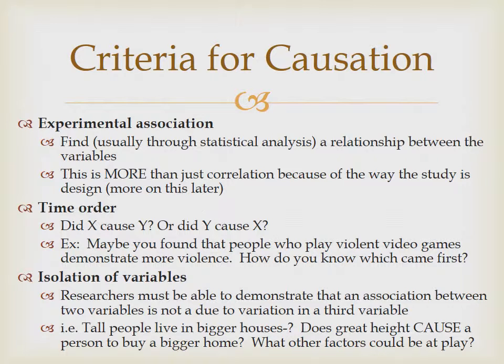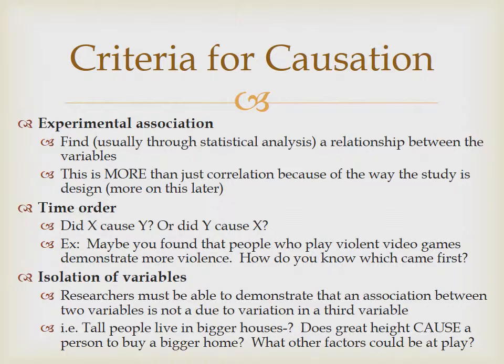We need to be able to say that the association is cleanly between two variables and nothing else is getting murky in there. So for example, we might say tall people live in bigger houses. Does great height cause a person to buy a bigger home? What other factors could be at play?